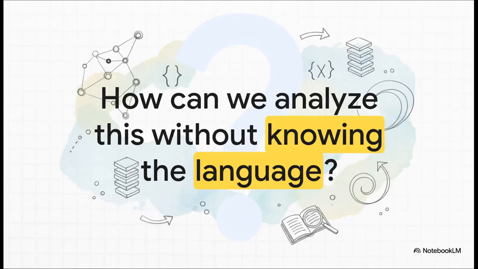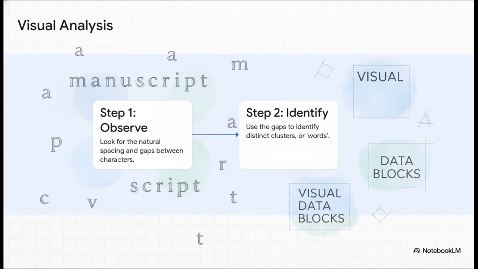Okay, so the obvious question is, how in the world can we get any useful information out of this if we don't speak the language? I mean, where would you even start? It kind of just looks like a jumble of symbols, right? Well, the process is actually way simpler and more objective than you'd think. It's just 2 steps. Step 1, we just observe the spacing, the natural gaps between the characters. Step 2, we use those gaps to identify distinct groups of characters, what we can think of as visual words.